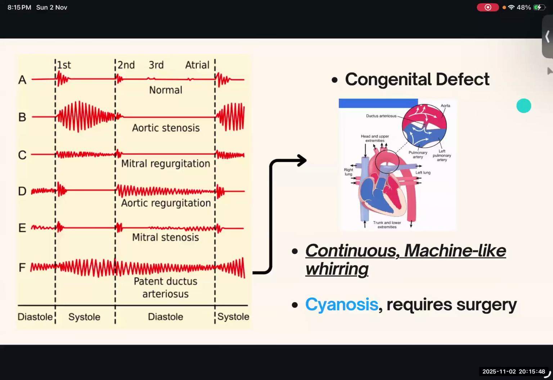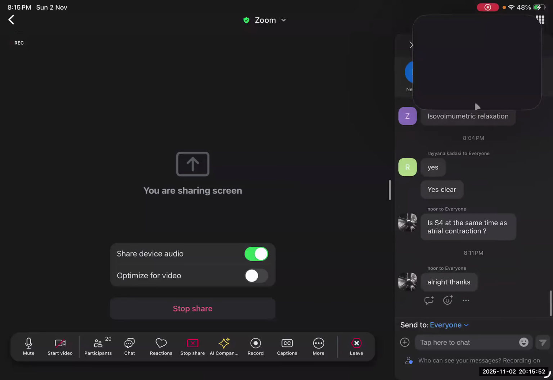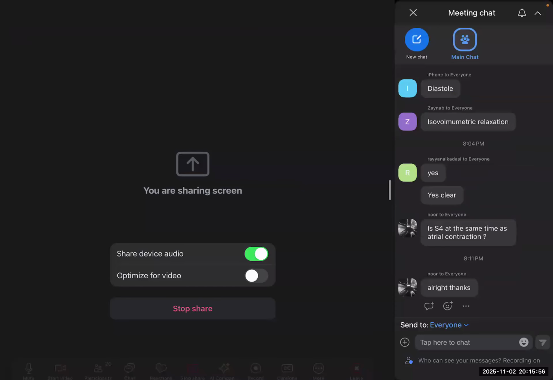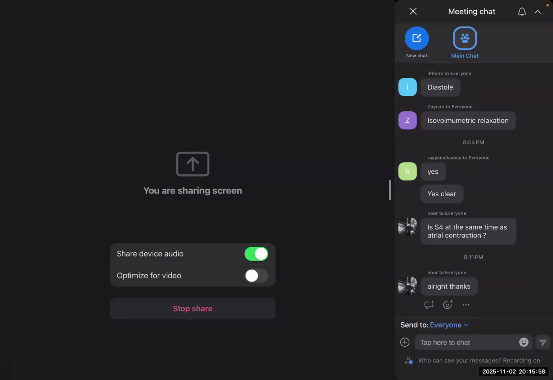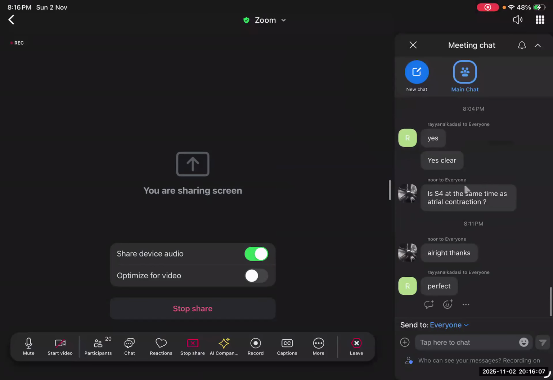So that does it for all of the abnormal sounds and heart murmurs. I know, it used to seem very scary, but I hope it's clear. Are there any questions about this part of the lecture? Perfect. Fantastic. Thank you, Ryan.